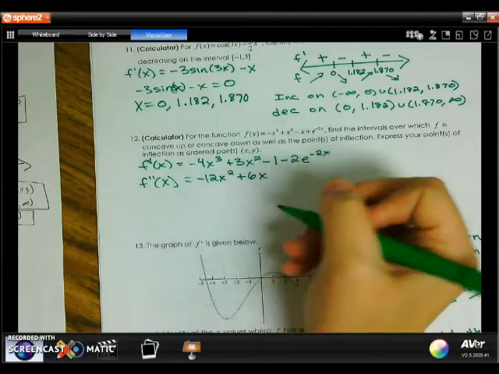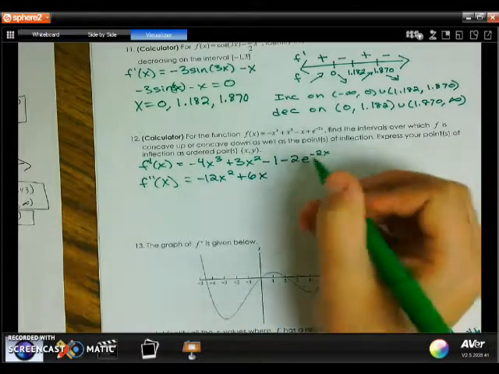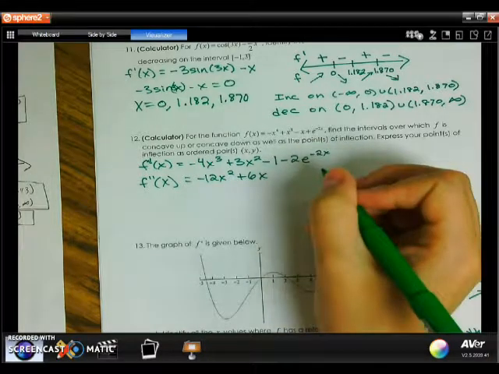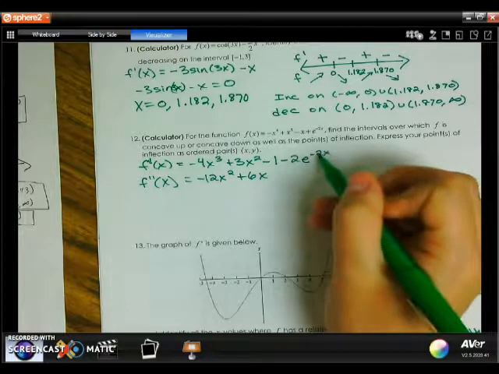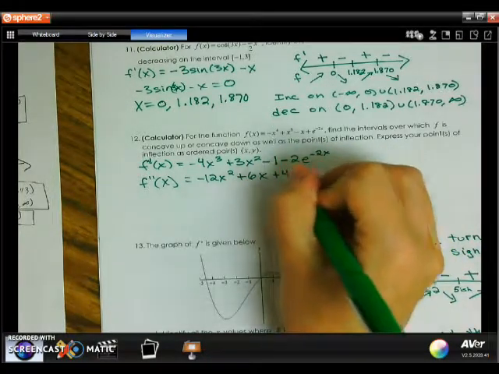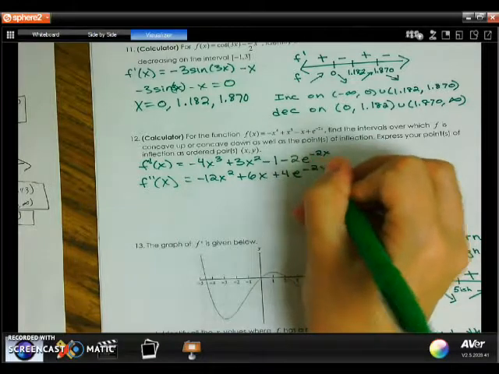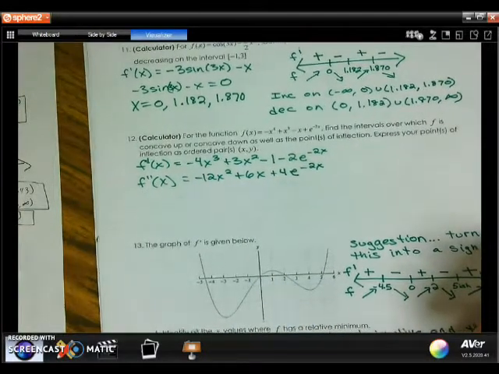This negative 1 completely goes away. And again, to take the derivative of e to the junk, you recopy it, right? And then you multiply by the derivative of the junk. So if I recopied this, but then multiplied it by a negative 2, it would end up being a positive 4e to the negative 2x. So there's my second derivative. And my goal here is to set that equal to 0.